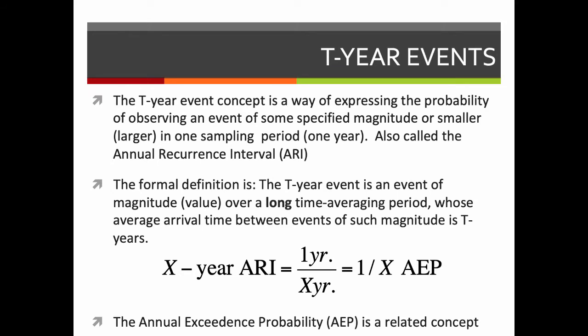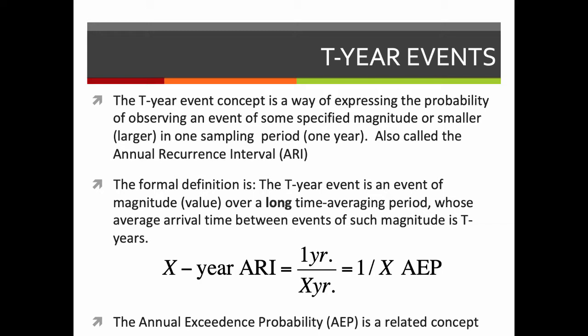The T-year event is a concept that occurs frequently in hydrology, and it's a way of relating chance or probability. It's called an annual recurrence interval, and it's the probability of observing an event of some specified magnitude or smaller, or some specified magnitude or larger, depending on whether it's a non-exceedance or an exceedance probability statement, in one sampling period. In the case of the T-year event, that sampling interval is 1 year, either a water year or a calendar year, usually a water year.